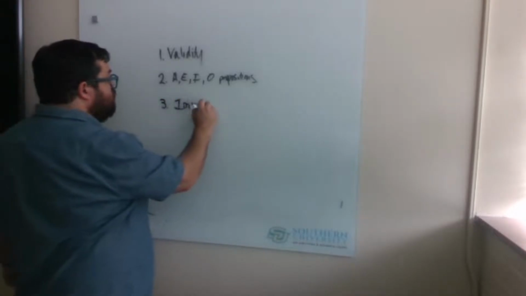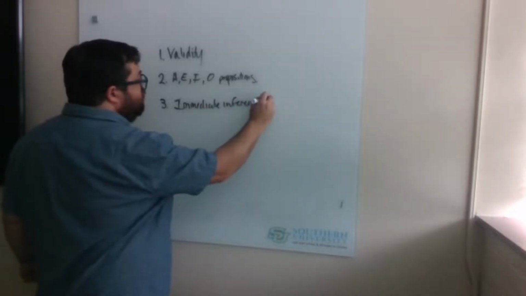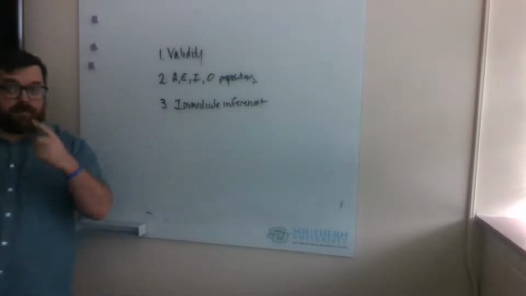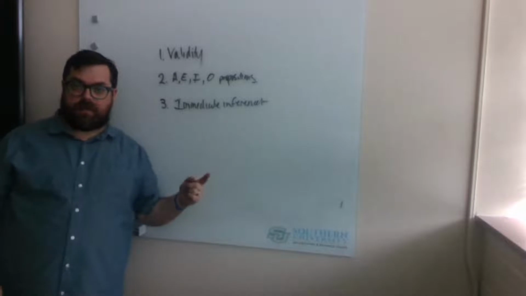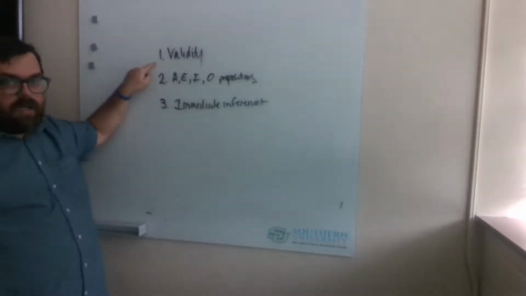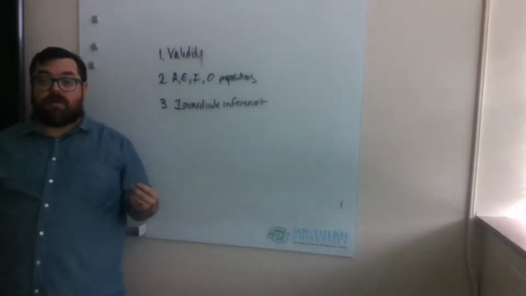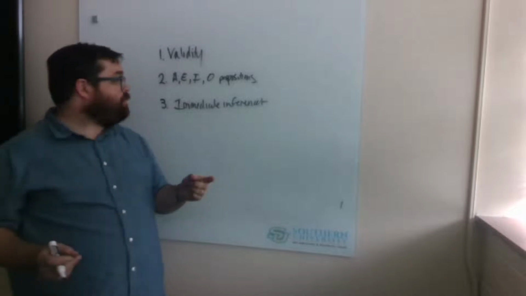Immediate inferences. Immediate inferences are almost categorical syllogisms. What they are is they're two lines. They have a premise and a conclusion. Now, let's talk about validity. Remember, validity only refers to deductive arguments. And what we're going to do is we're going to explain deductive arguments.